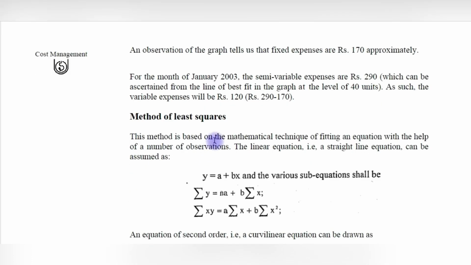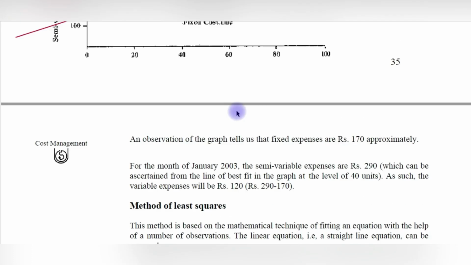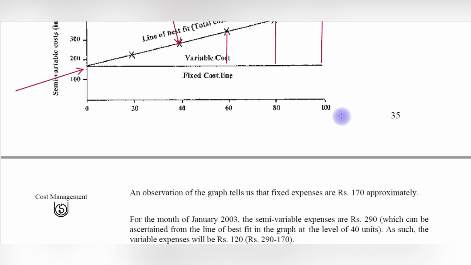The next method to identify variable cost is the method of least squares. This is just an extension to this one.